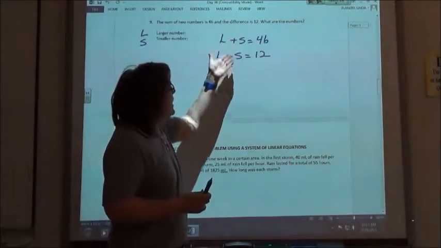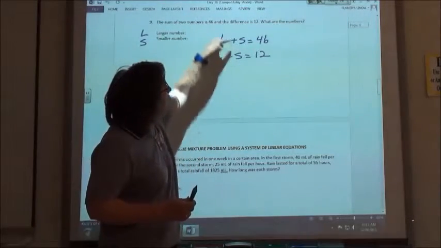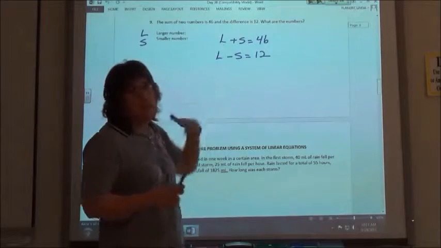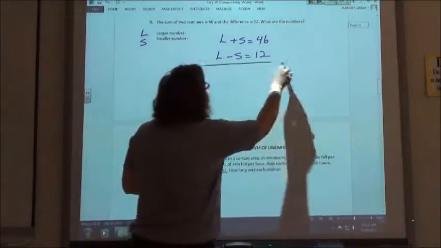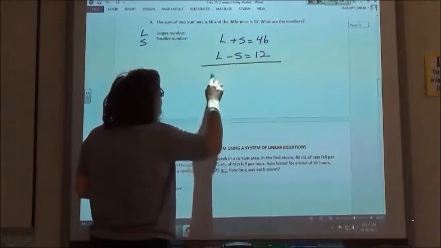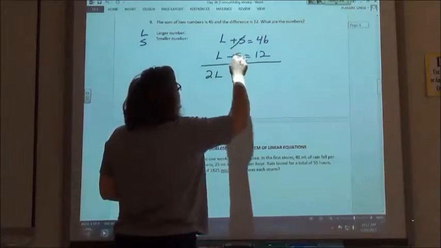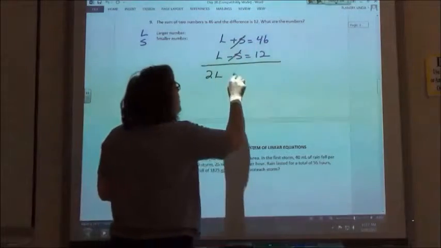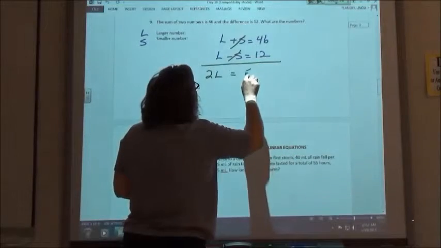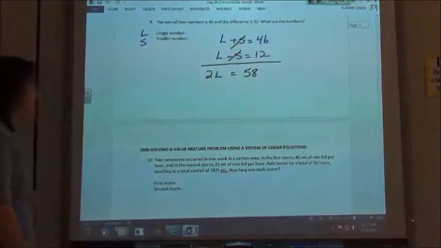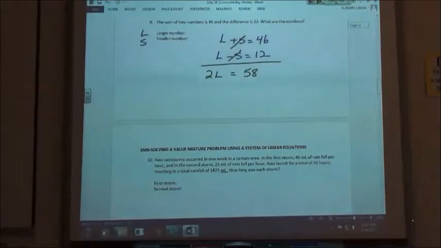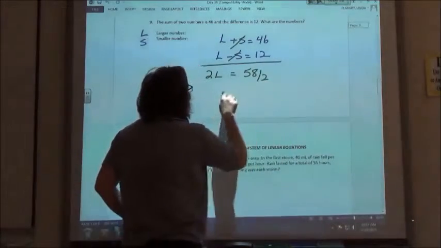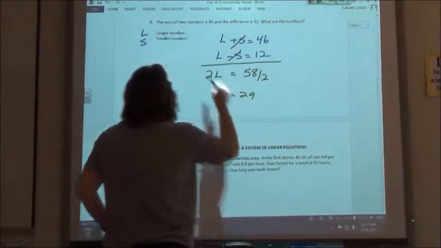When we did the elimination method, we added our two equations, and since these are already opposite, we can get rid of the S's. So an L plus another L would be 2L. A positive S and a negative S are going to cancel each other out. 46 plus 12 is going to be 58. So now that makes it fairly easy to solve. All we have to do is divide by the 2. 58 divided by 2, the large one is going to be 29.